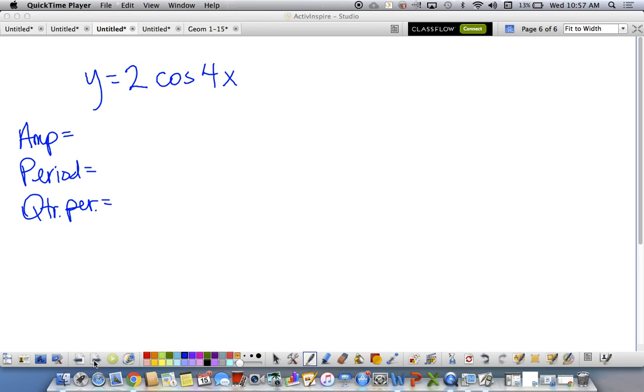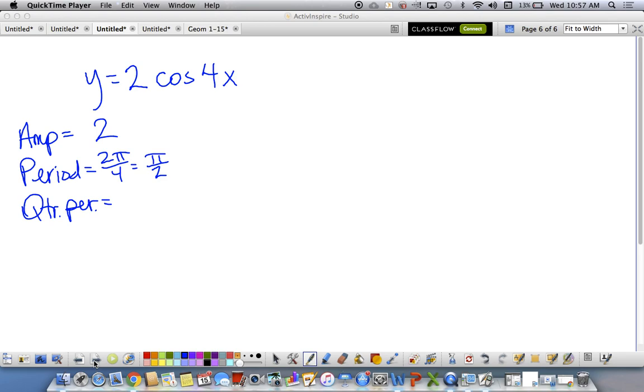Okay. What is the amplitude? 2. What is the period? I like to go ahead and say 2 pi over 4 and then reduce. It's okay if you put this there. So when you reduce, we're going to pi over 2. How do we get the quarter period? Quarter period is always 1/4 of the period.